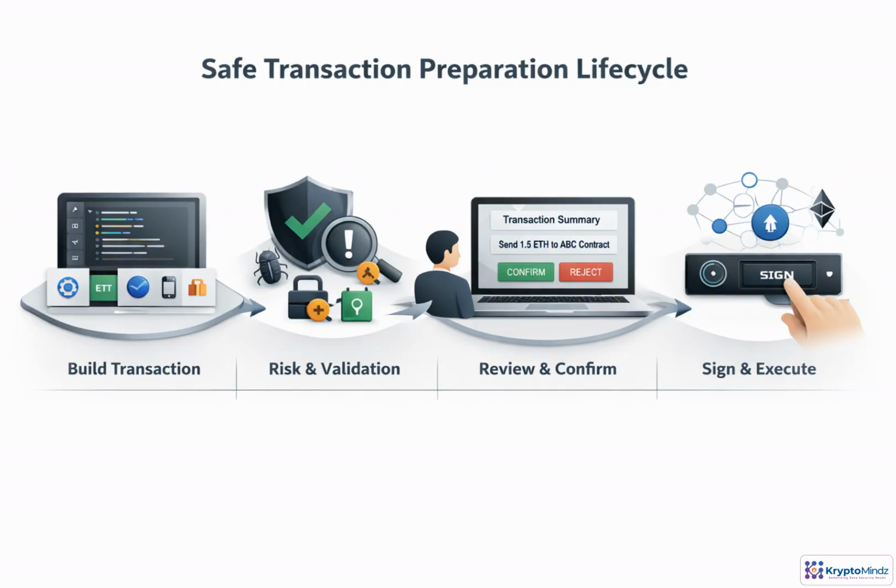For write operations, the agent's role is preparation, not custody. It builds an unsigned transaction from the selected contract, ABI, function, and arguments, then adds chain ID, sender, value, nonce, and gas strategy. Before anything reaches a wallet, it validates arguments and runs pre-flight risk checks. The user then sees a plain language summary and explicitly approves or rejects. Private keys never enter the agent layer. Signing stays inside the wallet.